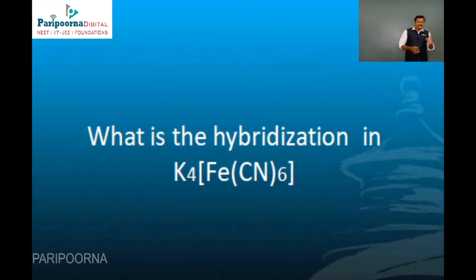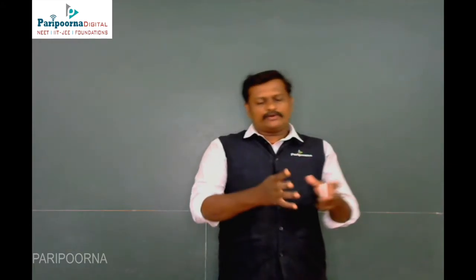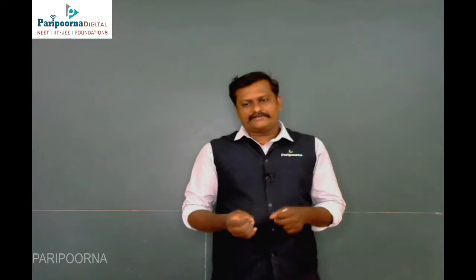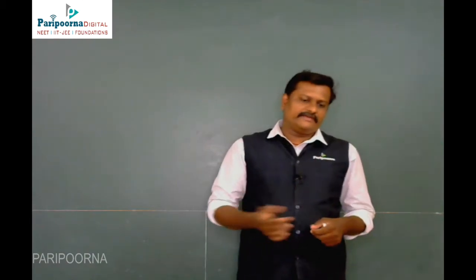Now, what is the hybridization present in K4[Fe(CN)6]? Now, look at the board. Before going to the hybridization, you have to know the classification of the ligands. Normally, ligands are classified into monodentate, bidentate, ambidentate, and polydentate. This is one classification, and another is positive ligands and negative ligands. One more classification is that the ligands are classified into strong ligands and weak ligands.